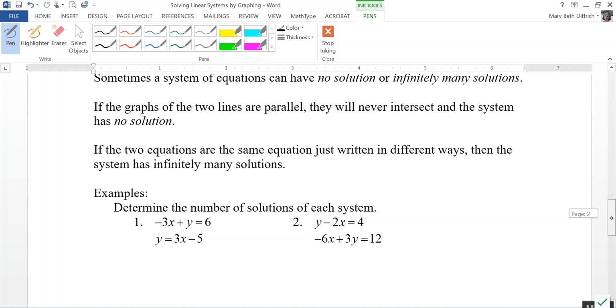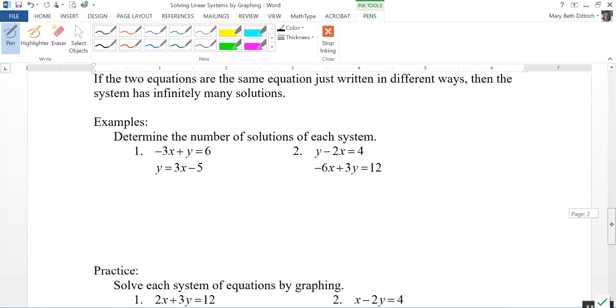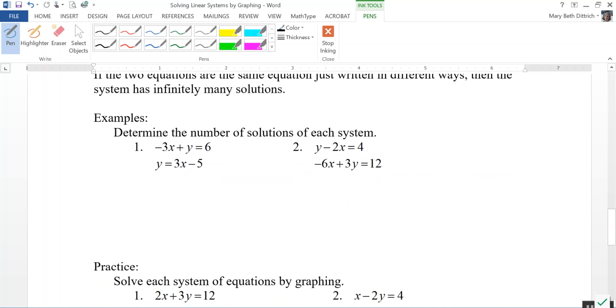So let's take a look at a couple of systems of equations here and determine the number of solutions. First, we have 3x plus y equals 6 and y equals 3x minus 5. So this is nice. This one's already in slope-intercept form. Let's go ahead and turn this one into slope-intercept form by subtracting 3x from both sides. So that turns into y equals negative 3x plus 6.